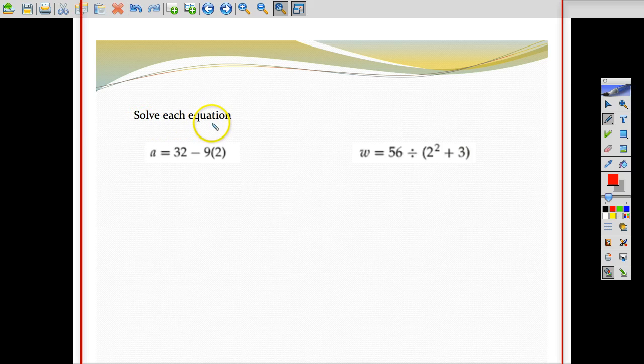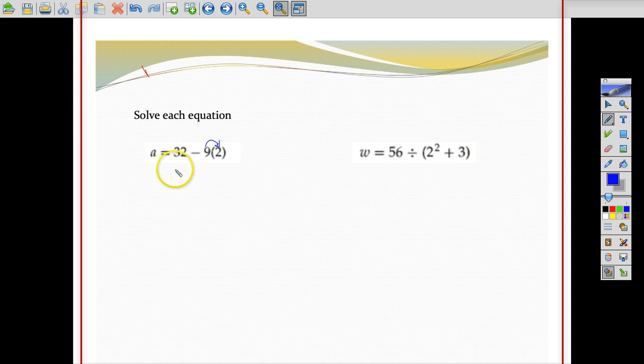All right, solve each equation. This is actually your turn. No, I'm sorry, this is the sample we want to do together. Before I give you your turn, I want to do a couple problems together. All right, so here we go. A equals 32 minus 9 times 2. This parentheses actually means multiply. It's kind of like the distributive property. There's only one number to distribute. So 9 times 2, you can do that if you want.